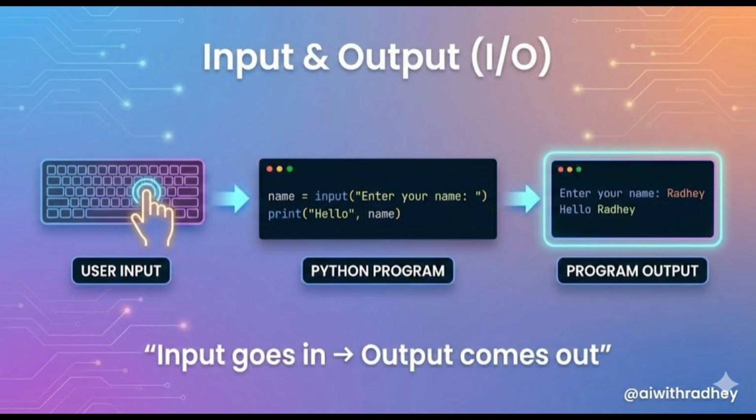In Python, input and output let your program communicate with the user. When we use the input function, Python pauses and waits for the user to type something. That value gets stored in a variable, like name in this example. Then, with the print function, the program sends information back to the screen. So if the user enters their name, Python responds with a friendly message like, "Hello Radhe." Input goes in, and output comes out. That's the basic flow of I/O in Python.